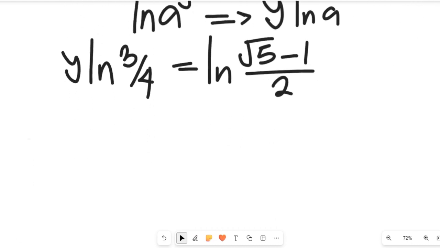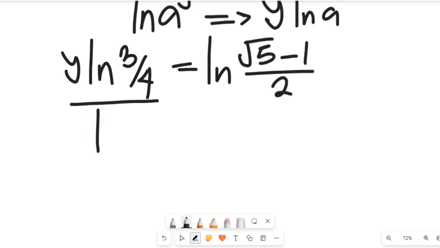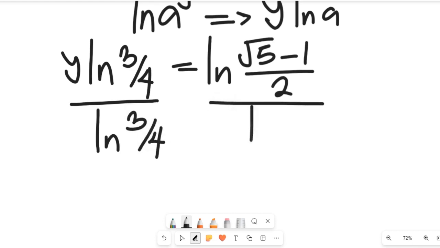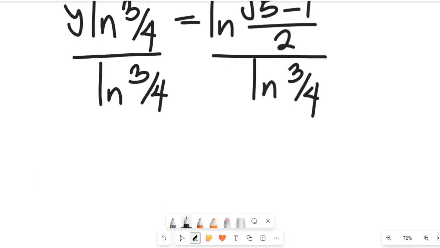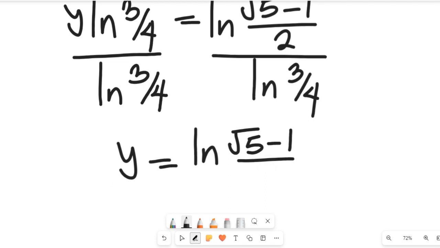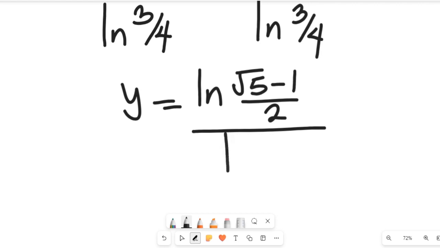So what do we have in this expression? We will divide both sides by the natural log of 3 divided by 4. From the left hand side, we'll be left with y. So our y will be equal to the natural log of root 5 minus 1 divided by 2, all divided by the natural log of 3 divided by 4.